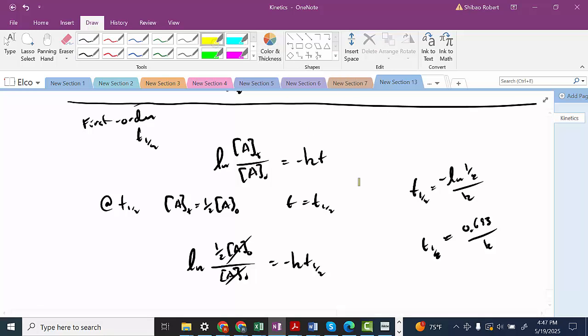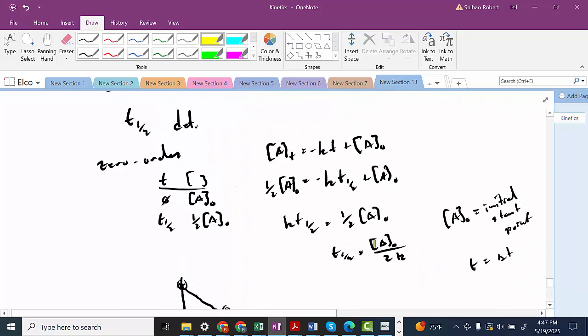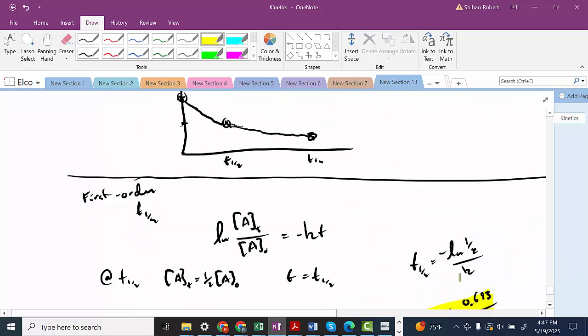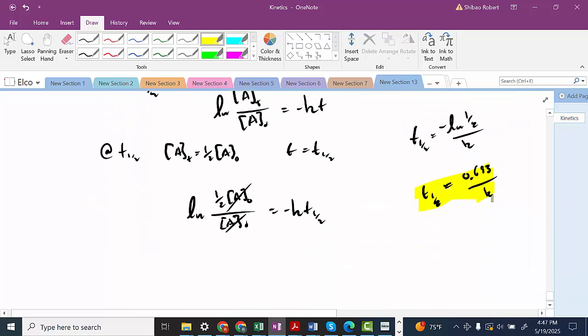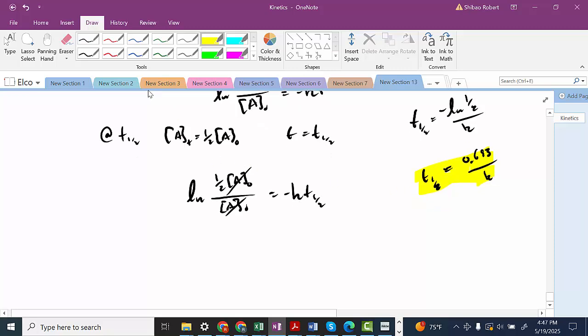For zero order, the half-life did change because it depends on the concentration. So as the concentration of A is changing, so is the half-life. Here, there's no concentration of A. This is a constant, that's a constant. So the half-life is fixed. It's a constant half-life.